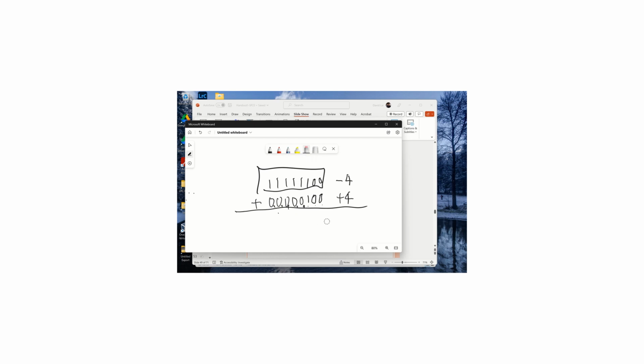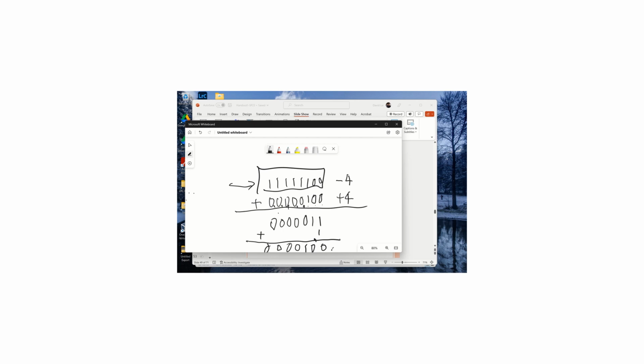For example, let's take this number, right? I want to obtain the positive 4. I'm going to first flip all the bits to 0, 0, 0, 0, 0, 1, 1. Okay? And then I add 1 to it, right? That becomes 0, 0, 1, 0, 0, 0, 0. Now, we know this number is positive 4.